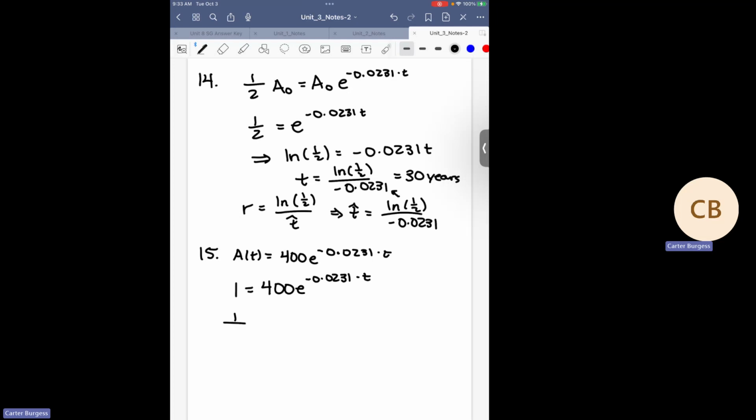I get that 1 over 400 is equal to e to the negative 0.0231 times t, and that the ln of 1 over 400, rewriting this as a log, is equal to negative 0.0231 times t. Dividing both sides, I'm going to go ahead and plug this into my calculator. Ln of 1 over 400 divided by negative 0.0231. I get that this will happen in 259.4 years.